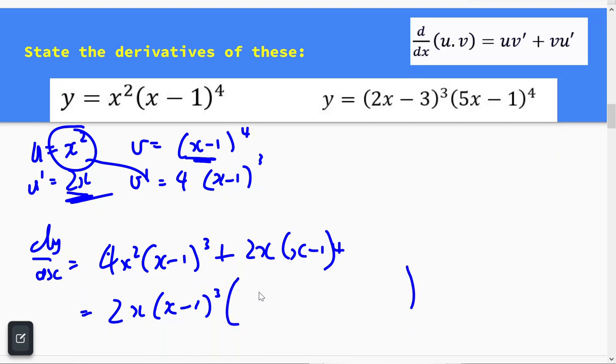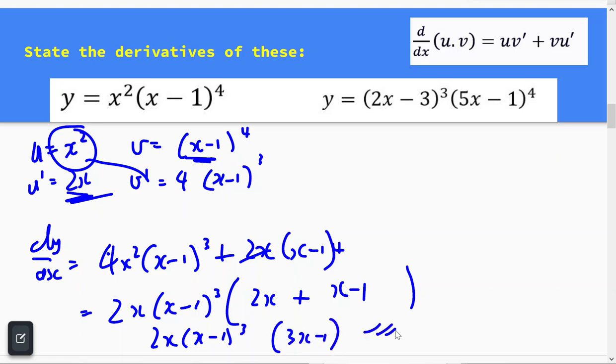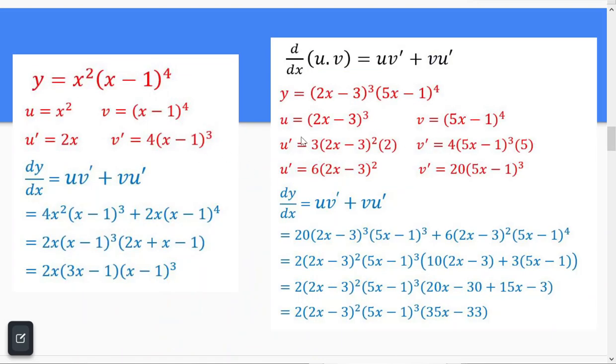And that's going to give me a 2x as part of the first expression, plus the 2 and the x is gone, (x minus 1), and that gives me 2x(x minus 1) cubed times (3x minus 1) as being my final answer. And you can see both of those examples done for you.